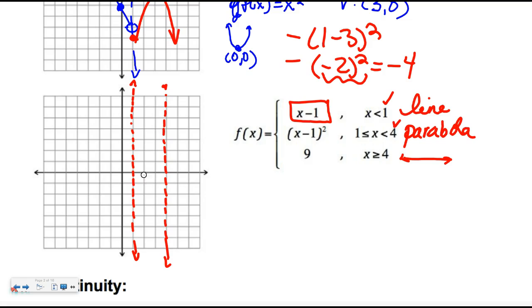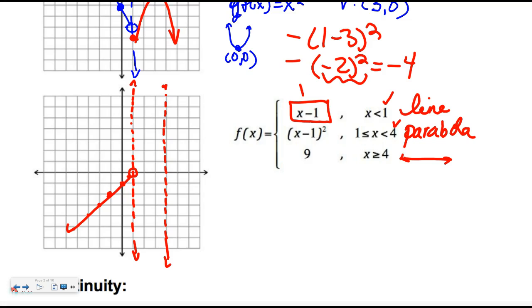First of all, I'm going to see what happens at 1. When I put in a 1, I get a 0 out. So that line, open dot, again because of that less than or equal to, has a slope of 1. So it'd go up 1, over 1, or down 1, back 1. But it should be going uphill as you look at it from left to right. So there's my first piece of my piecewise function.